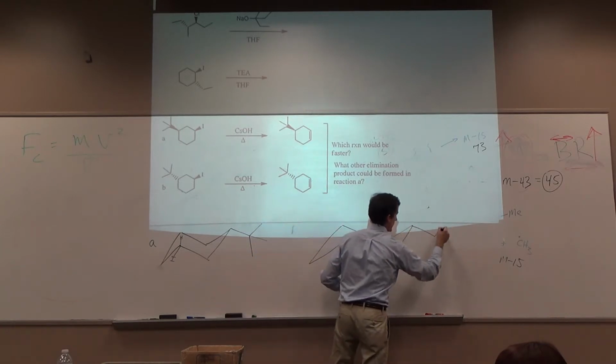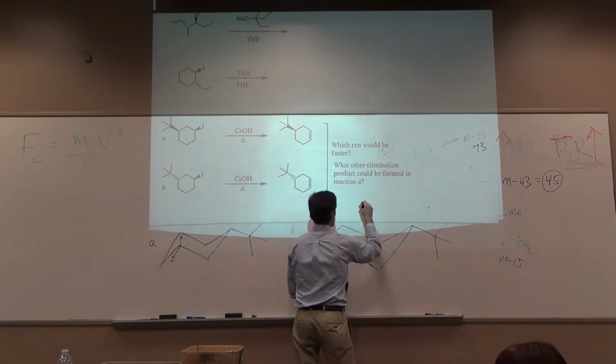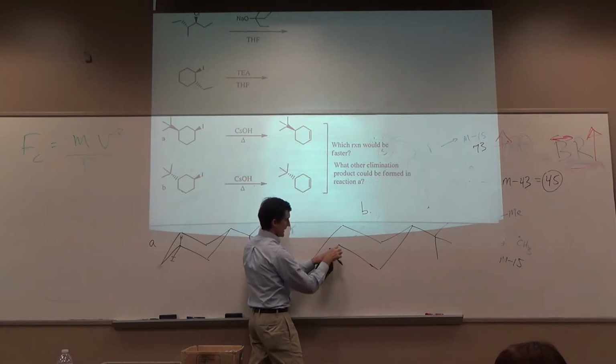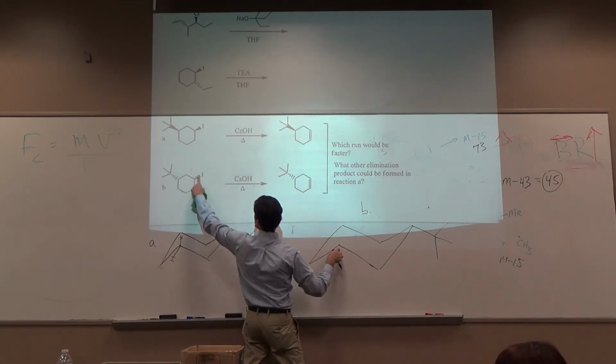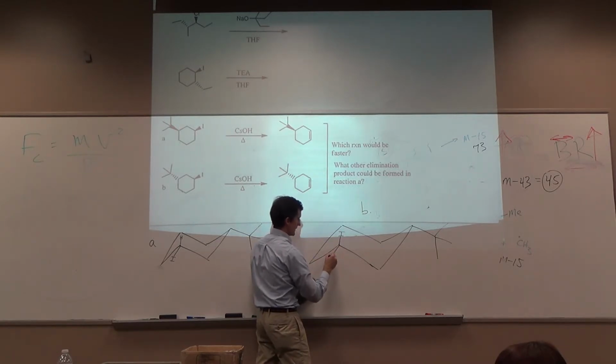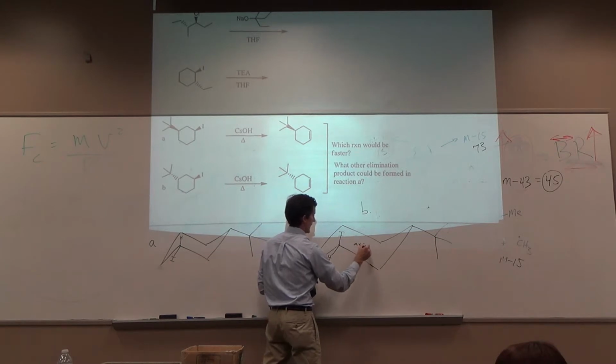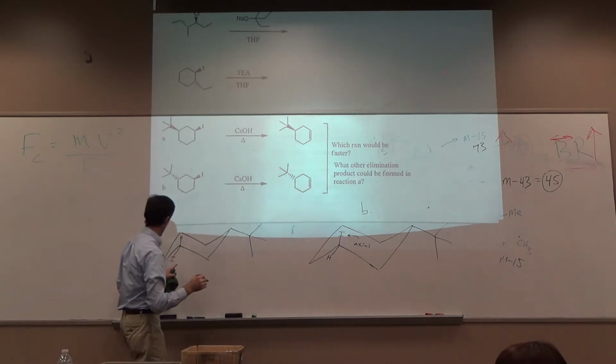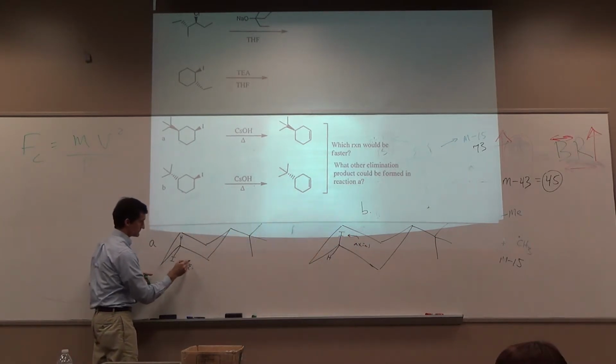The T-butyl is where it wants to be. This is B. How's the I done for B? They're trans, so this is going to be axial. This one is equatorial.